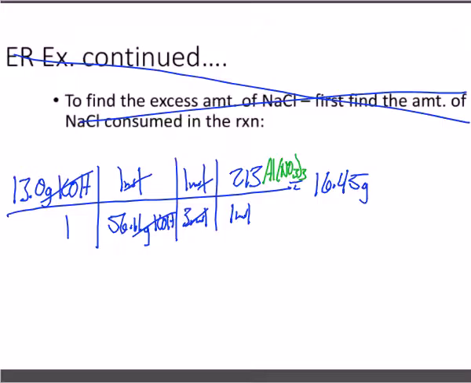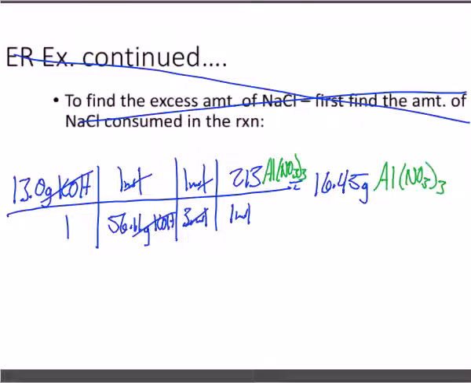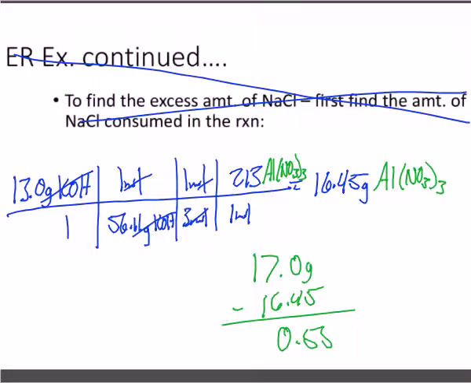What's the very last step once we get here? That's when we have to subtract. We have to look and see, okay, this is how many grams of aluminum nitrate I have that are consumed. How many did I have to start with? Well, I had 17 grams. So to figure out my excess reagent left over, 17 grams minus 16.45, 0.55 grams excess is what we should end up with. What's that? Absolutely, I'm going to leave it up there.